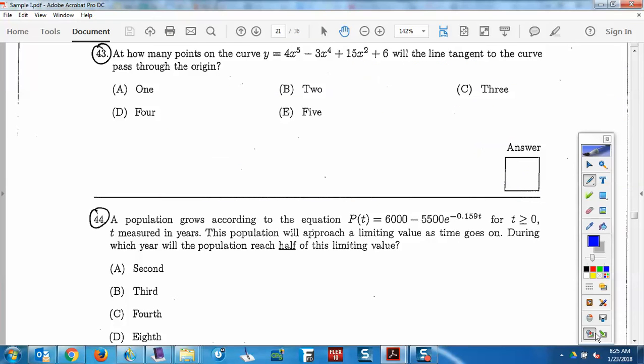All right. What else? What else? What else? Which one? Yes. Moving on down.